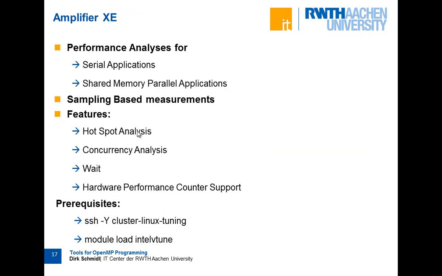Okay, the next tool is the Amplifier XE from Intel. That's a tool for a different purpose. So let's assume you have a code and it maybe is serial, or you have an OpenMP parallel version of your code, and you are not really happy with the performance of your code. So it's hard to see, well, what to do to improve the performance. And first of all, it is a very useful thing to look at where you spend execution time in your code. Most of the time people think they have a good understanding of what their application is doing, but sometimes you might be surprised in which routines you spend time.